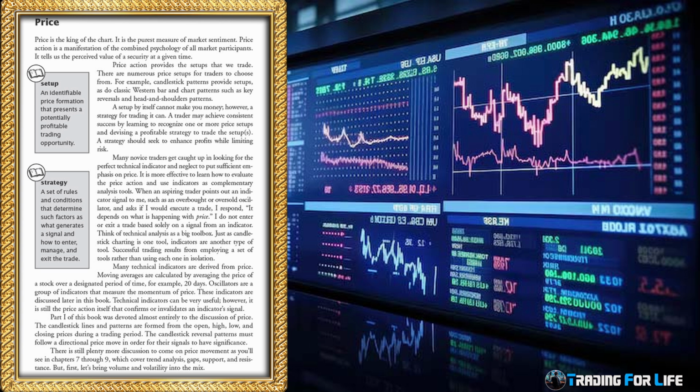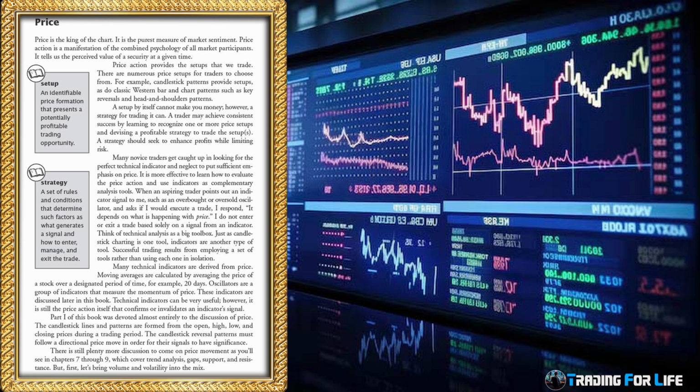It is the purest measure of market sentiment. Price action is a manifestation of the combined psychology of all market participants. It tells us the perceived value of a security at a given time. Price action provides the setups that we trade. There are numerous price setups for traders to choose from.